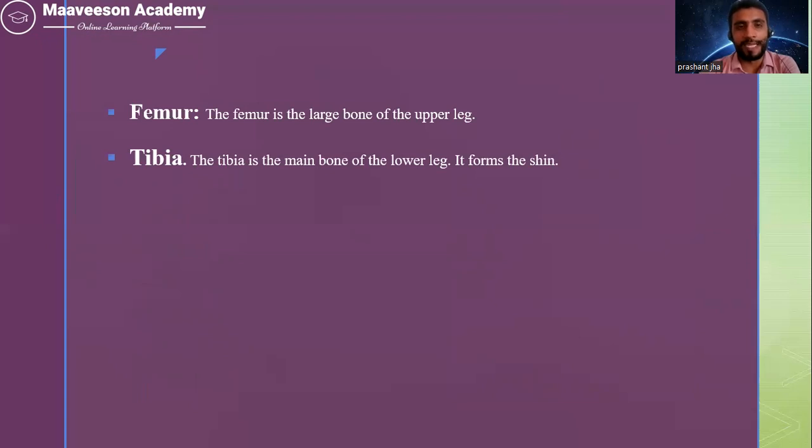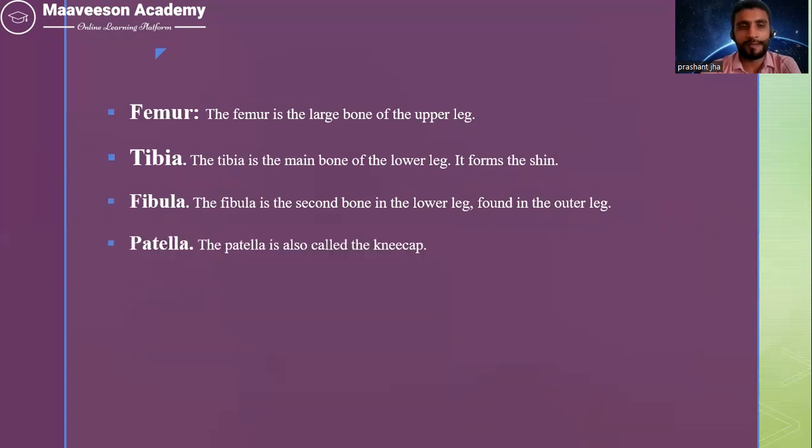Second is the tibia. The tibia is the main bone of the lower leg, and it forms the shin. Fibula. The fibula is the second bone in the lower leg found in the outer leg. Patella. The patella is also known as the kneecap or sesamoid bone.